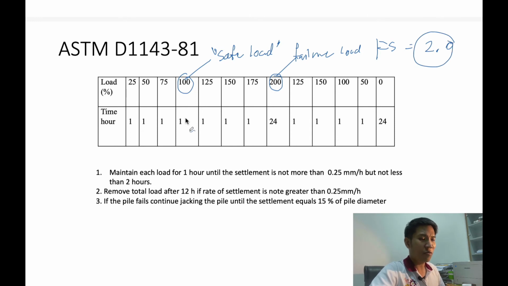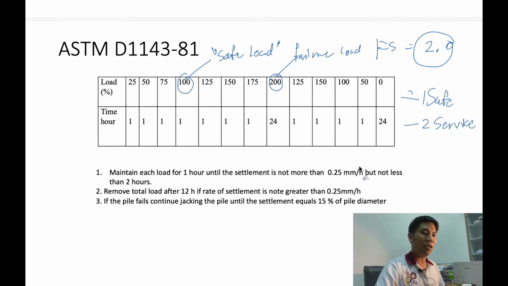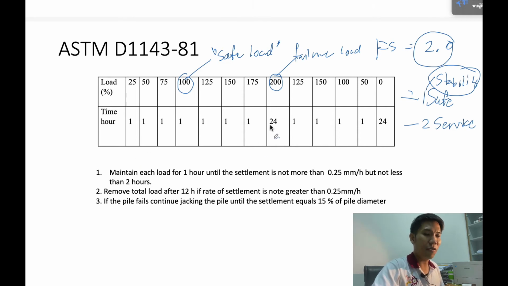That means we have to increase the load from 100 to 200 and check two S's. The first S is safety. The second is service. We have to check whether the pile is safe and serviceable or not. Safe means safe or stability. The pile should not fail before this load. So you have to increase the load up to this certain level without any kind of failure.